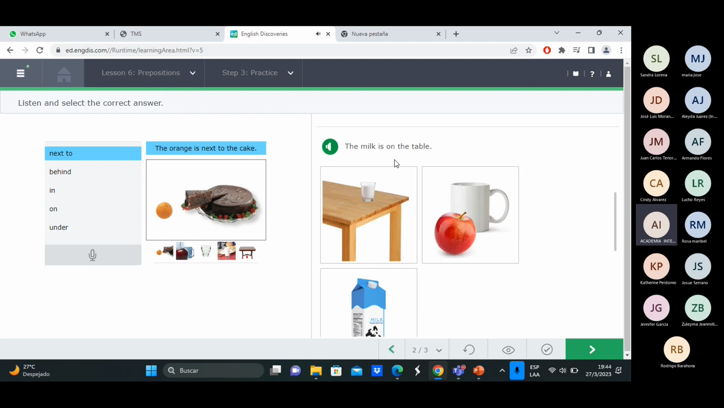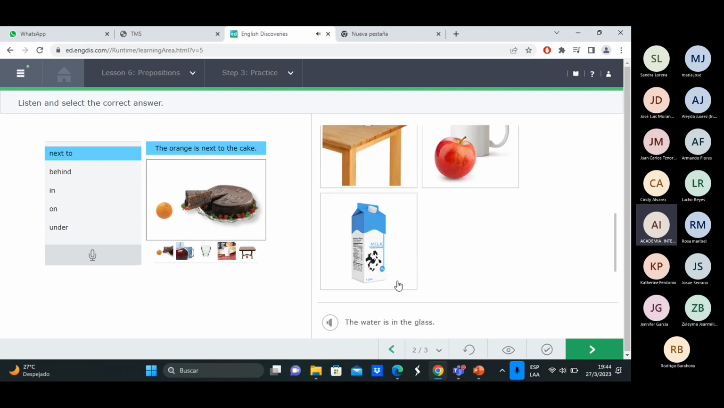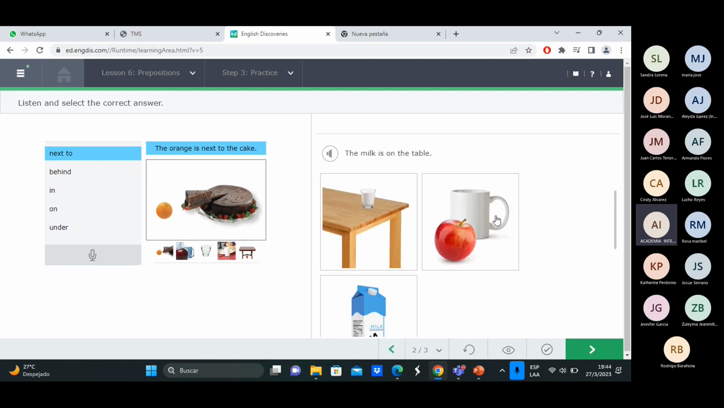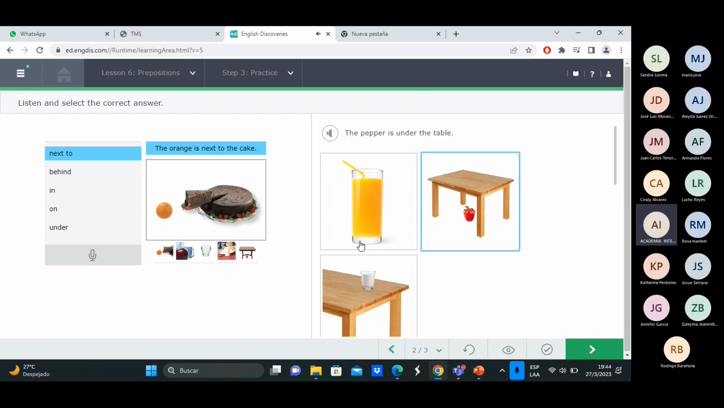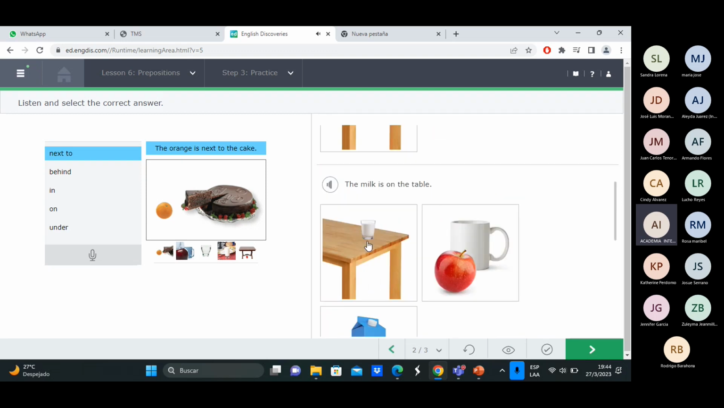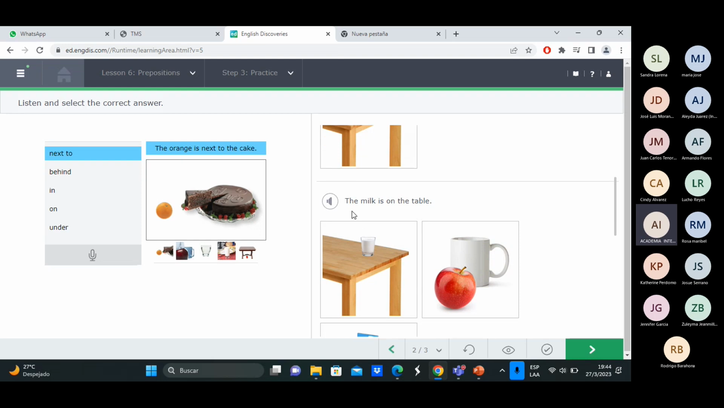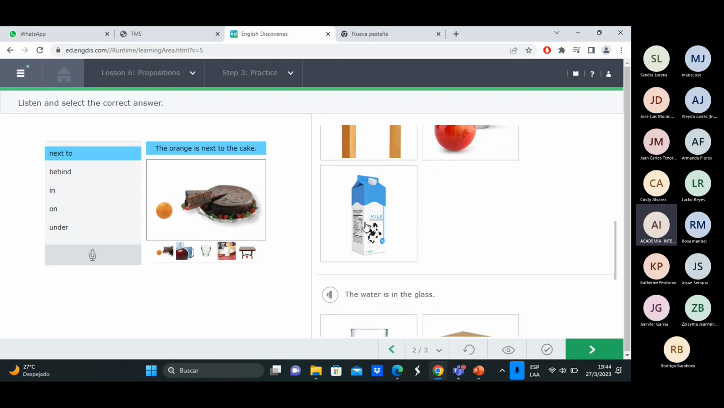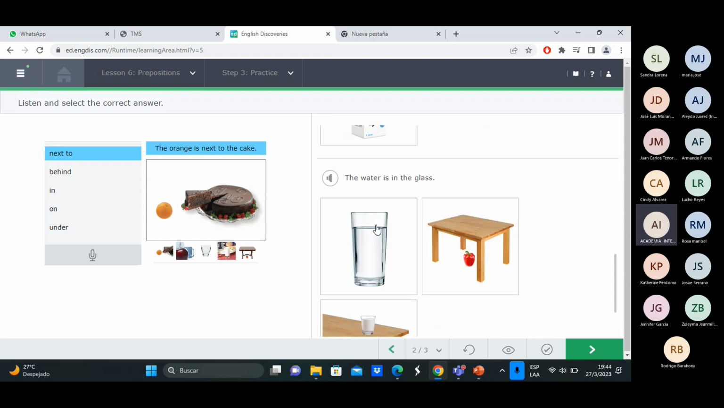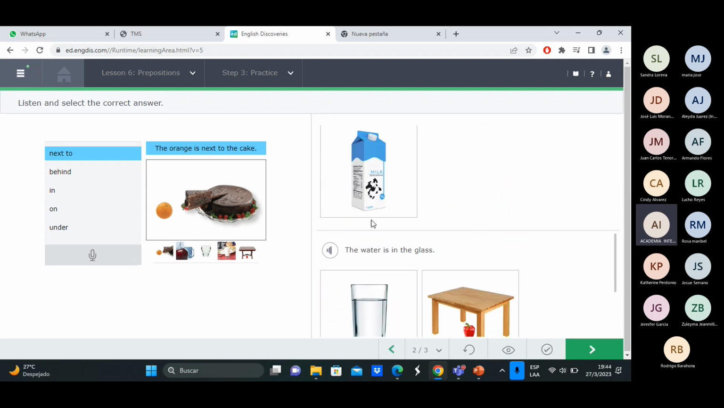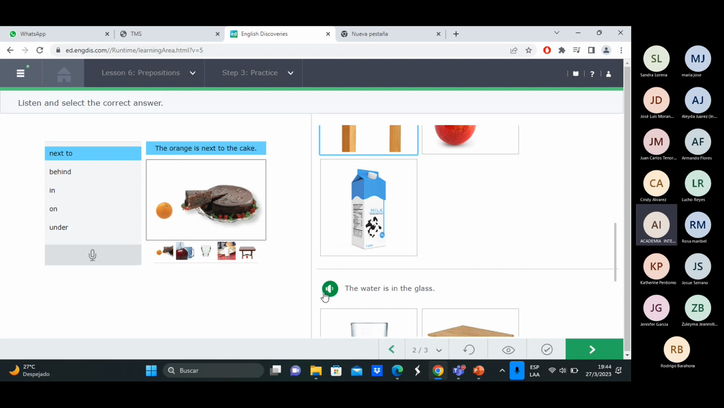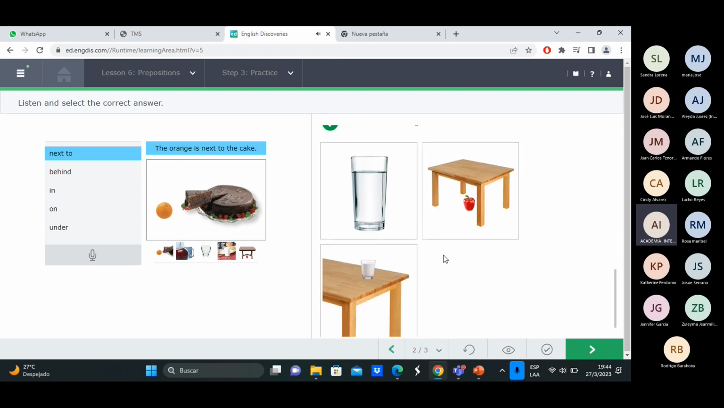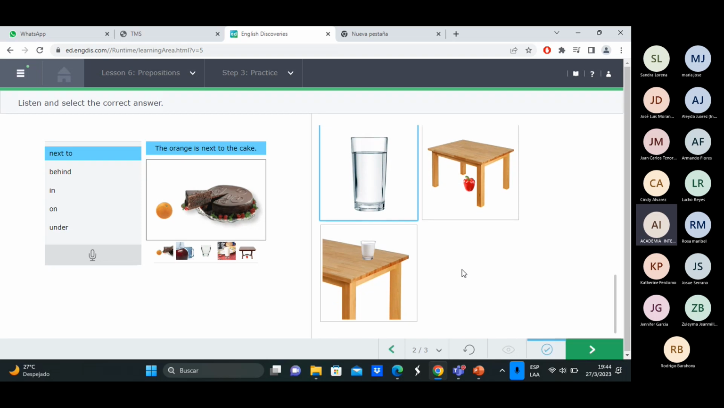Now the second one. The milk is on the table. Incluso ahí lo podemos leer al mismo tiempo, ¿verdad? The milk is on the table. The water is in the glass. Obviously, this one. Sí, solo exageran.